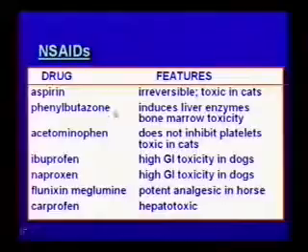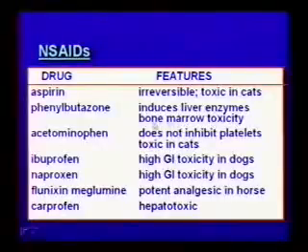Phenylbutazone is a popular agent in horses. It is a drug, though, that enhances the metabolism of other drugs by liver enzymes, and in some rare cases has been shown to cause a bone marrow toxicity. Acetaminophen is also an agent that's toxic to cats. It's different from many of the other non-steroidal anti-inflammatories in that it does not interfere with platelet function. Ibuprofen and naproxen are noteworthy in that these agents are much more toxic in dogs as far as their GI adverse effects than other species.